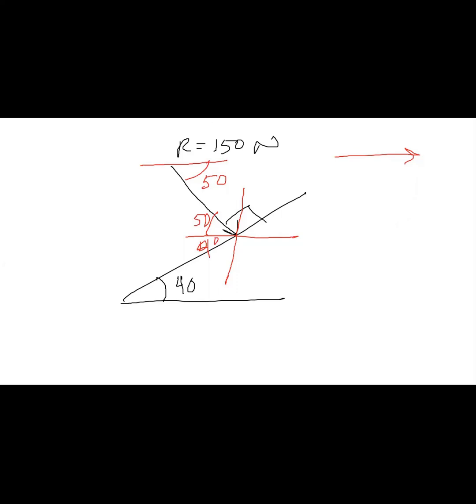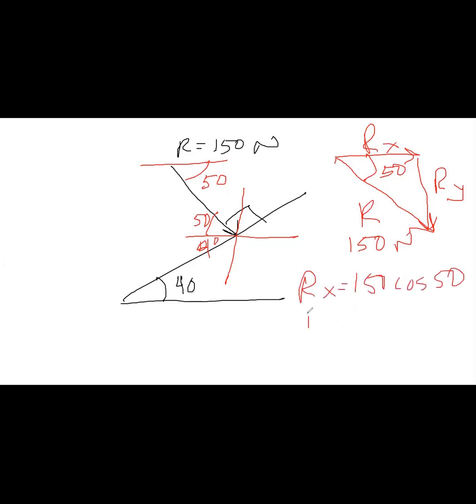sorry, I'm having major difficulties with this pen today. Drawing these triangles is difficult. Oh my goodness. This angle's 50. This is R, which is 150. This is Rx. This is Ry. So Rx equals 150 cosine 50, which comes out to be 96.42.